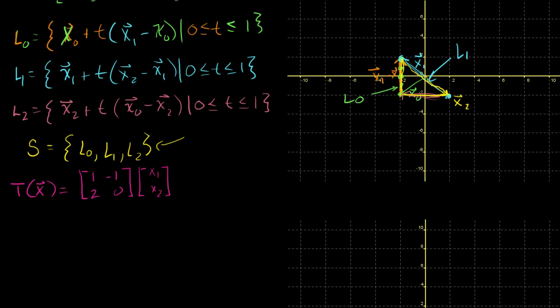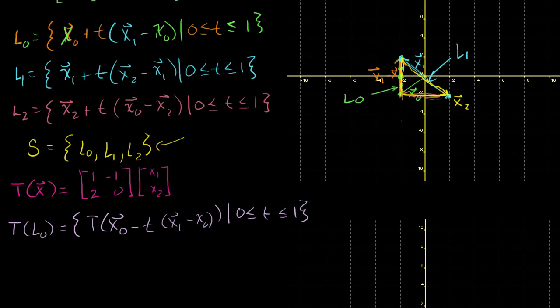So let me take the transformation first. The transformation of L naught is equal to the transformation of this thing, right? This is just one of the particular members of L naught, for a particular t. So it's going to be equal to the transformation of x naught minus t times x1 minus x naught. That's a lowercase t, not the transformation, such that 0 is less than or equal to t is less than or equal to 1.